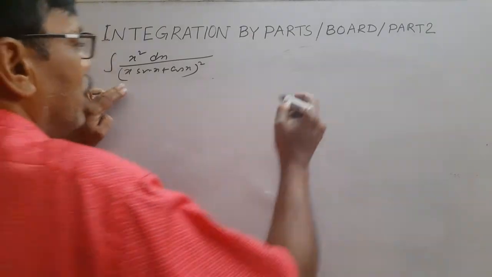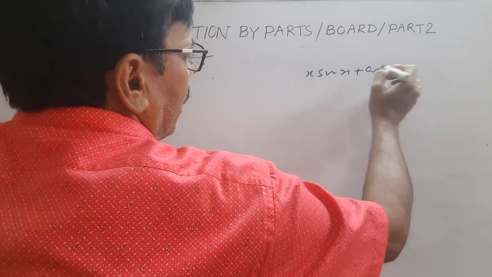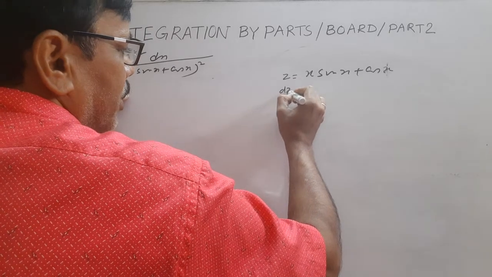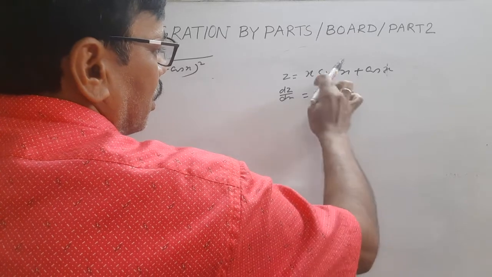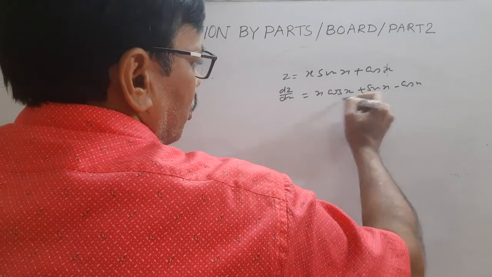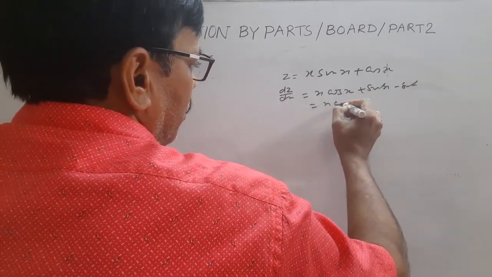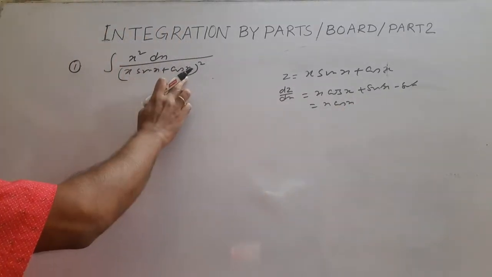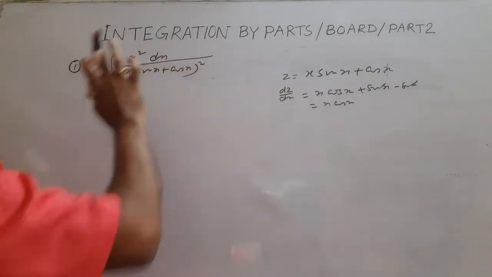So look, x sin x plus cos x. If you take this as z and if we differentiate it, so what we are getting? x cos x plus sin x minus cos x. So minus sin x. So its derivative is x cos x. So if we put this as z, so dz is x cos x dx.